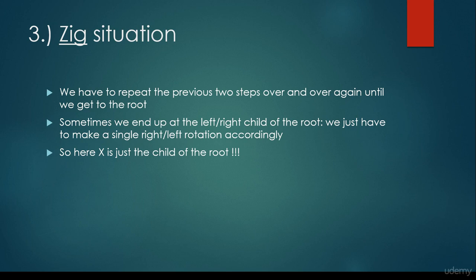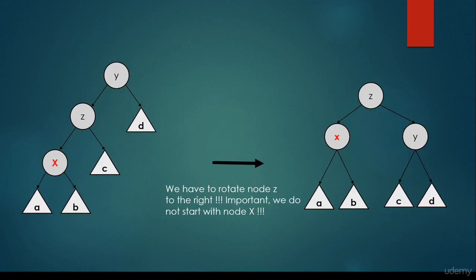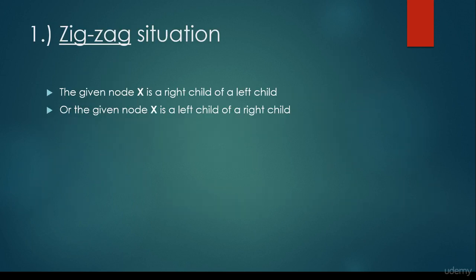Okay, then we have the last situation, the zig situation. We have to repeat the previous two steps over and over again until we get to the root node. But sometimes we end up at the left or the right child of the root, so we just have to make a single right or left rotation accordingly. In the previous situations, the zigzig and the zigzag situations, we had to make 2 rotations.